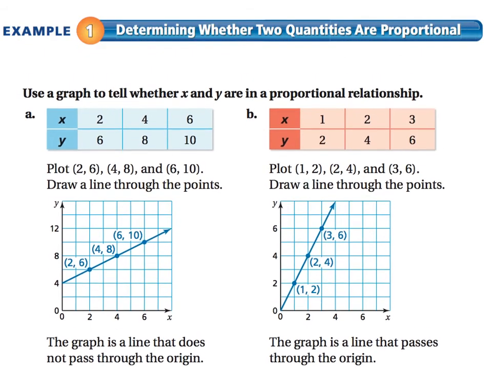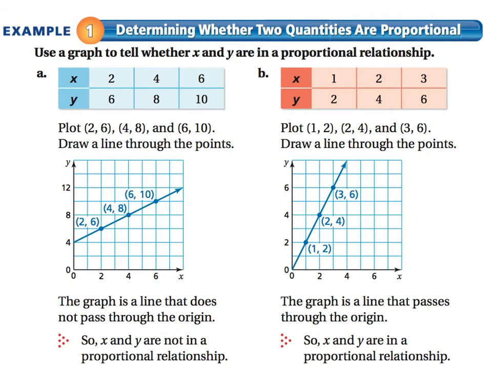So let's do 2 different examples. Now I'm going to actually do all the work for you. You will need to graph on your homework, but I am actually going to write all this down. So if we're looking at these problems, I want you to use the graph to tell whether x and y are proportional in relationship. So what you're going to be given are just the tables. So for example, these go through every step for you. A is 2, 6, 4, 8, and 6, 10. You're going to plot each of those points on graph paper. Over 2 up 6, over 4 up 8, over 6 up 10.